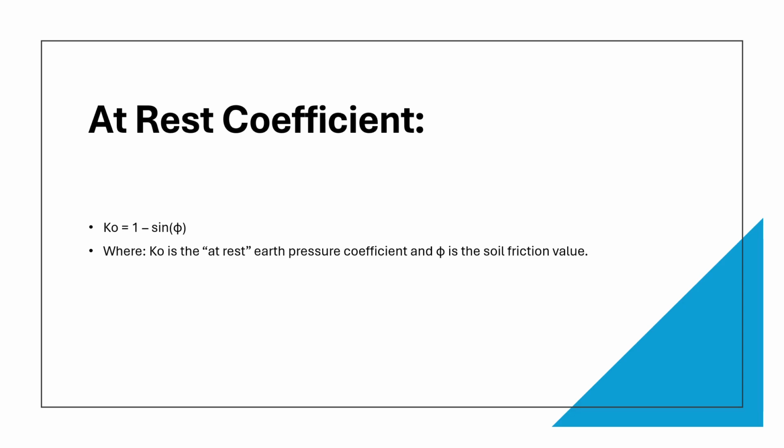Depending upon whether the soil is loose sand, dense sand, normally consolidated clay, or overconsolidated clay, there are published relationships for calculating the at-rest earth pressure coefficient. One common earth pressure coefficient for the at-rest condition in granular soil is K = 1 - sin φ, where K is the at-rest pressure coefficient and φ is the soil friction angle.